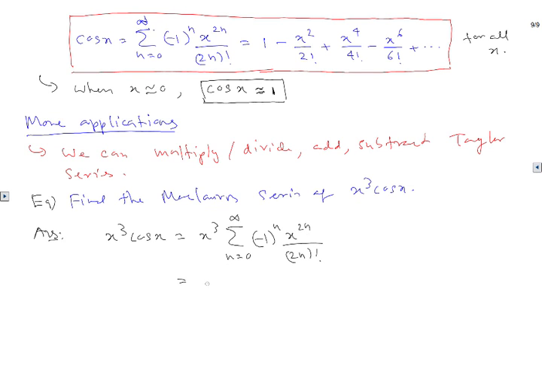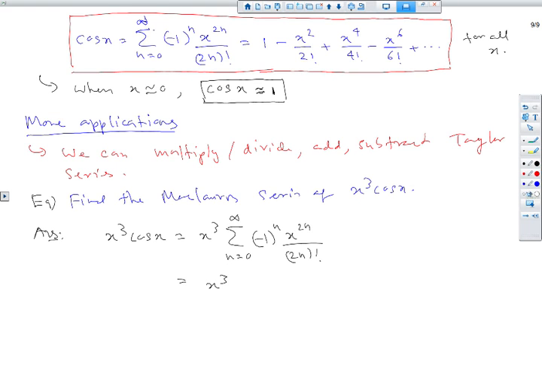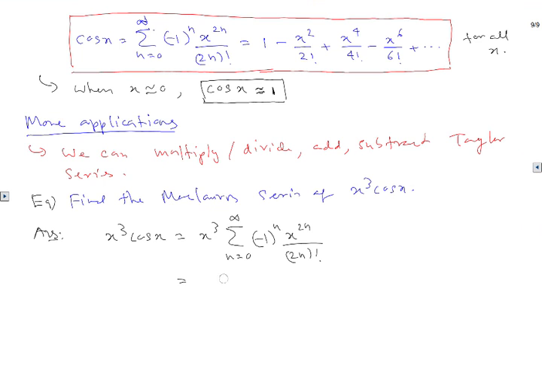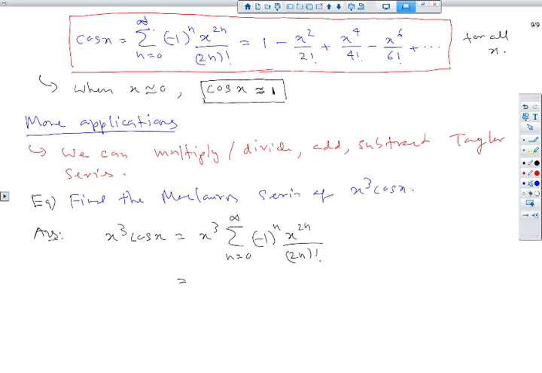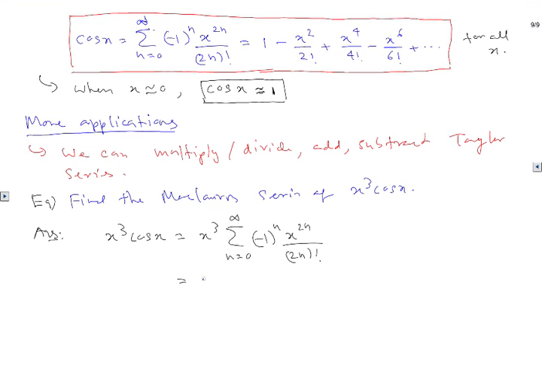Now when you bring x cubed inside, just add an extra 3 to the power. So we get the sum from n going from 0 to infinity of negative 1 to the n times x to the 2n plus 3 over 2n factorial, with no change in the bottom. So that's the Taylor series for x cubed cosine x.